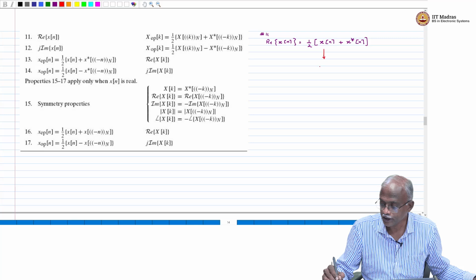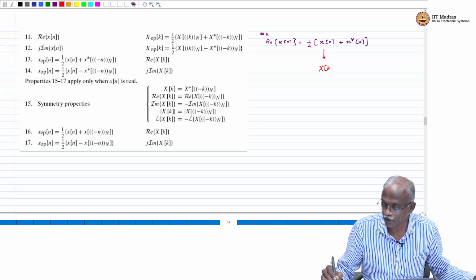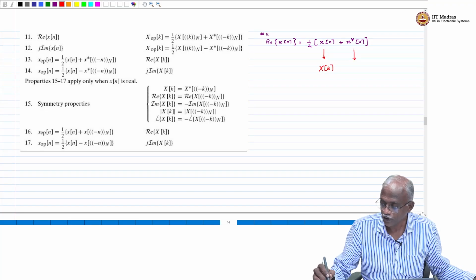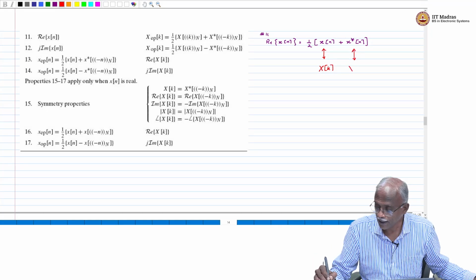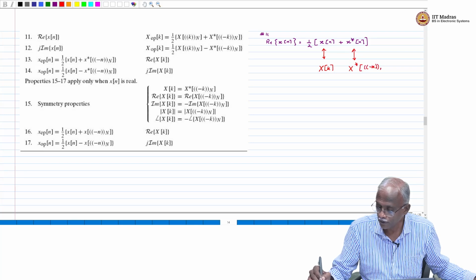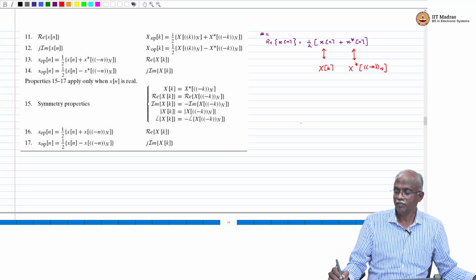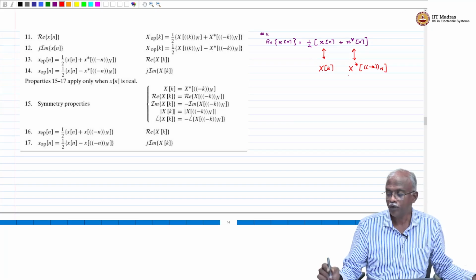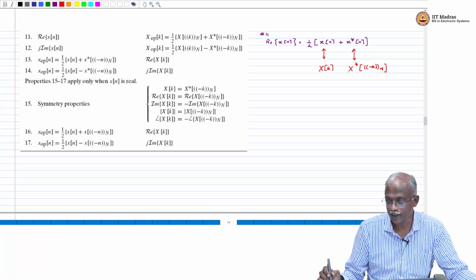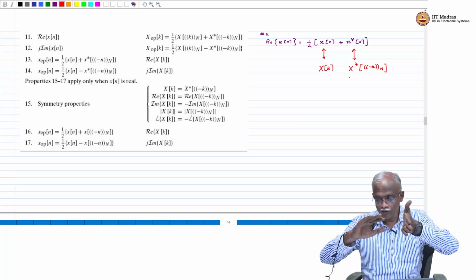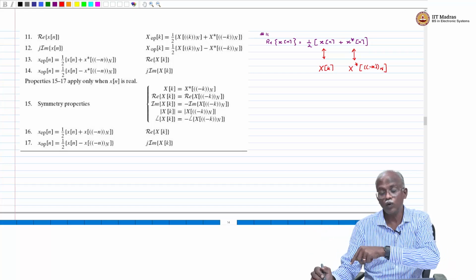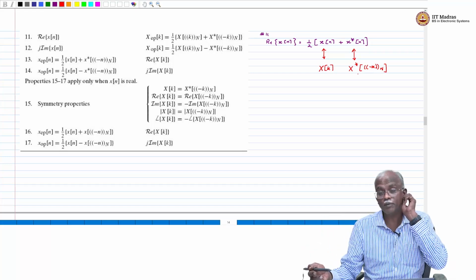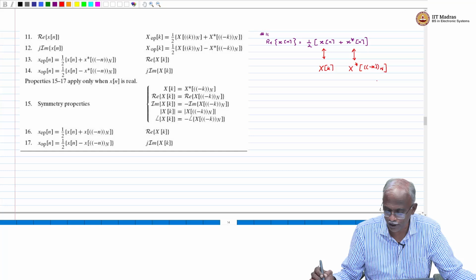This will have a relationship which is given by x of k. This we know has got a corresponding DFT relationship which is given by x conjugate of minus k modulo n. And therefore what we have is the following relationship: x of k, x conjugate of minus k is what we have, but minus k is interpreted with respect to modulo n.